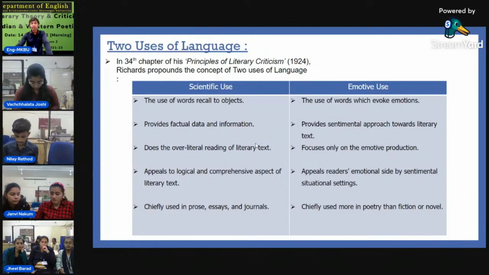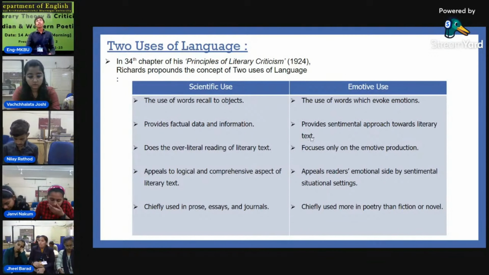And we remember 1984, this use of language by the dictator. The second characteristic is that it provides factual data and information. As we said, it deals with the logical or informative aspect of the human being. Now what does the emotive use do? It provides a sentimental approach towards the literary text. So if you want your readers to connect with logic or factual data, then you will use the scientific use of language. And if you want your readers to reflect emotionally, or you want to arouse any kind of emotions, then you will use the emotive use.